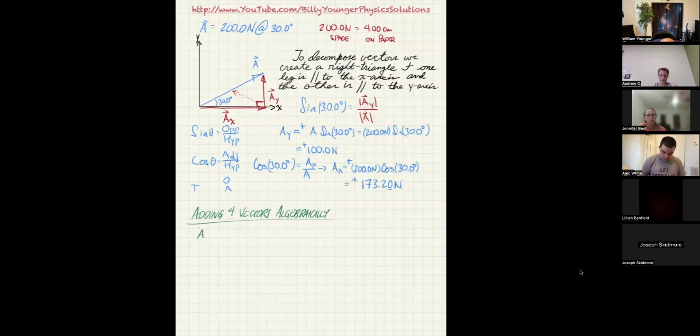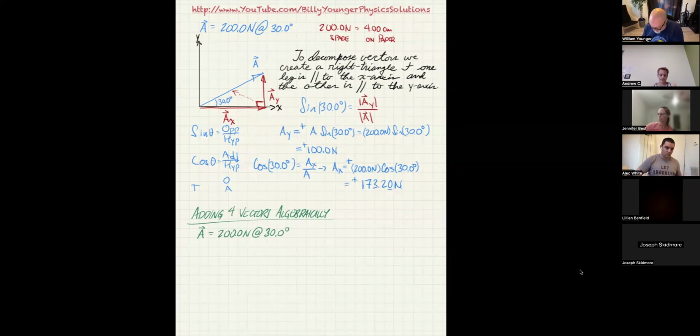So the first vector I'm going to specify is the A vector, which is 200.0 newtons at 30.0 degrees. That's a typical way of actually expressing a vector. In fact, the normal way that most people do is they give you a magnitude and direction. Now, in order to do what I'm getting ready to do, I need you to understand something about coordinate systems in general and how we use them.